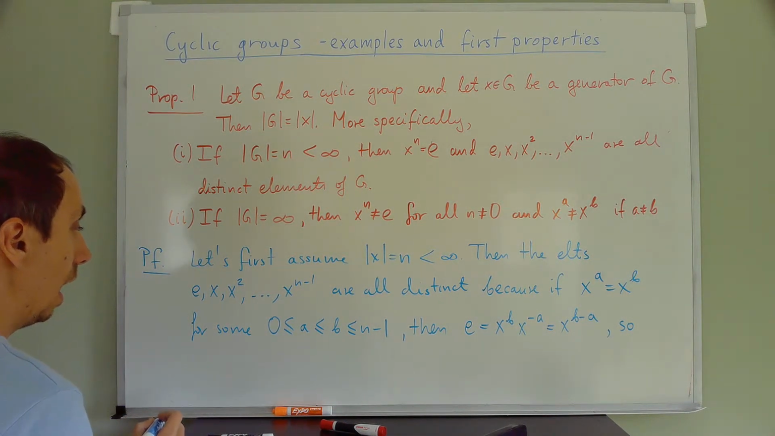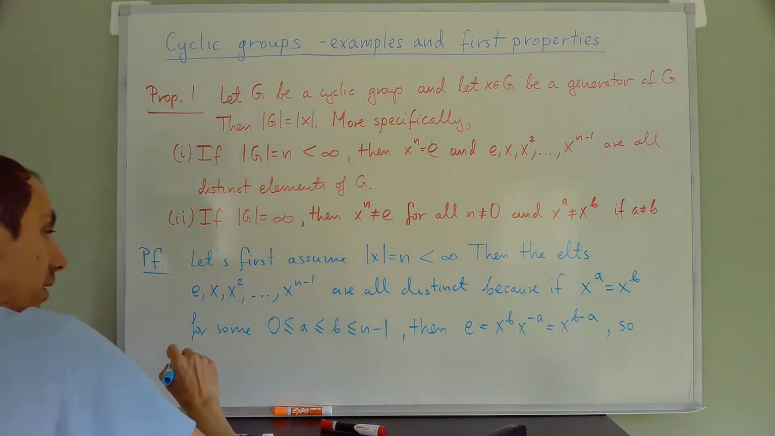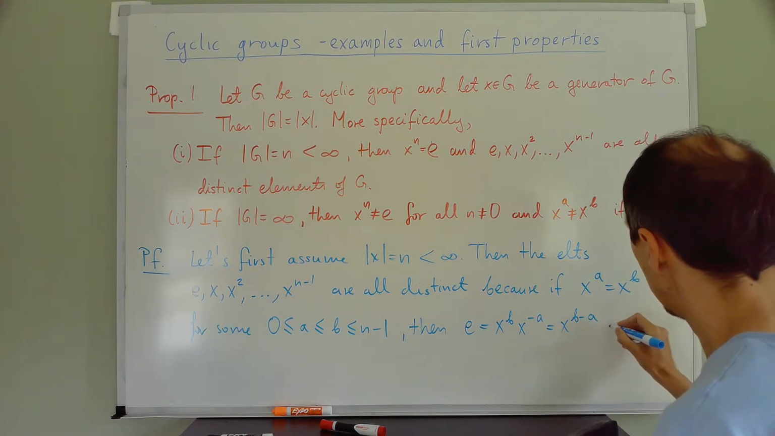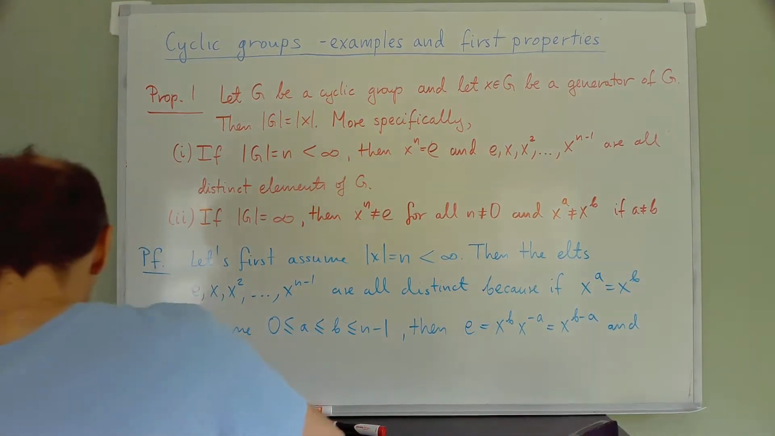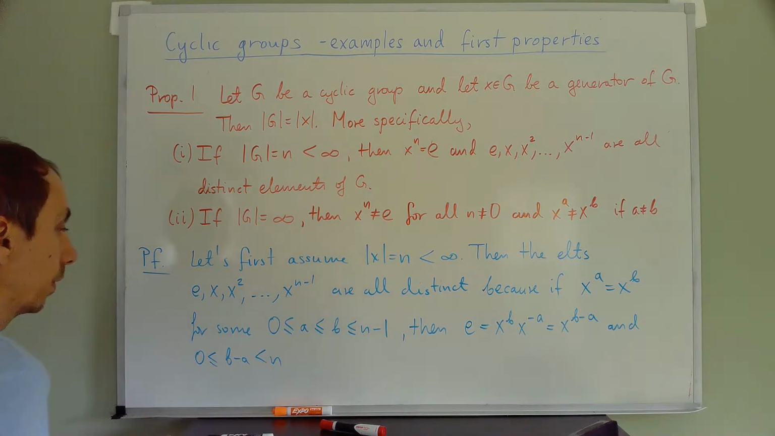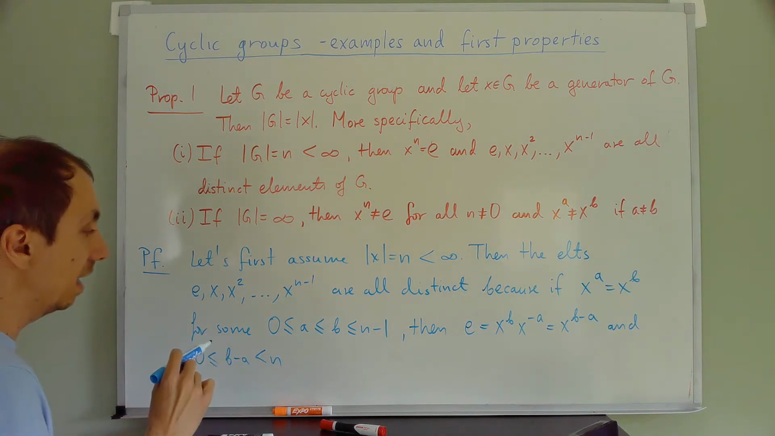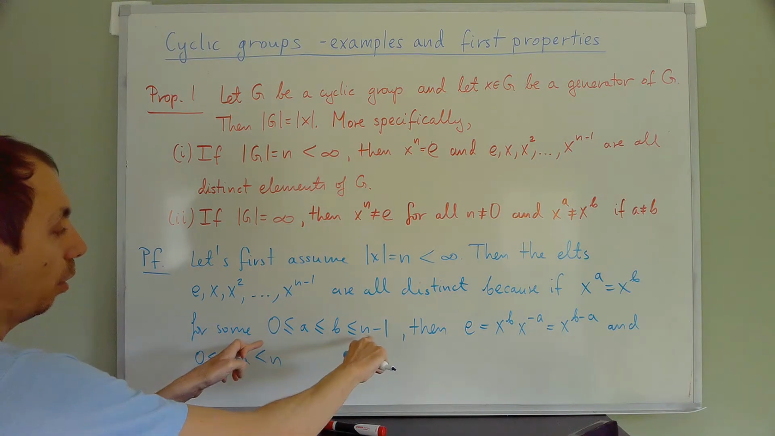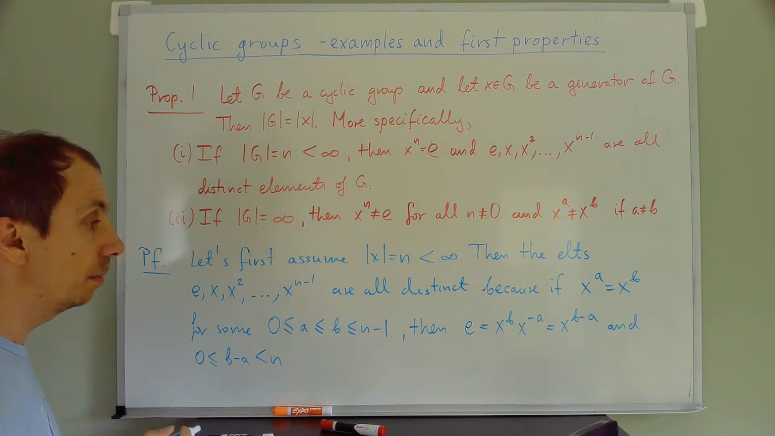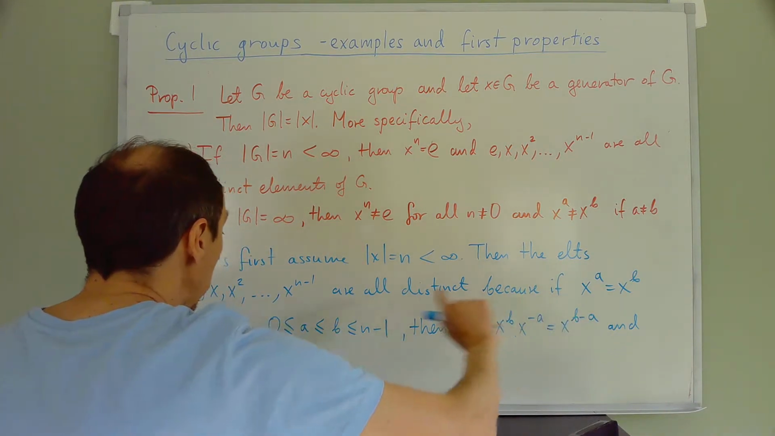What do I know about b minus a? Well, a and b both sit between 0 and n minus 1, so their difference is less than n. Because b is greater than or equal to a, I know that b minus a is greater than or equal to 0, but it's also less than n, because the furthest apart they could possibly be is when a is 0 and b is n minus 1, and then the difference is n minus 1.